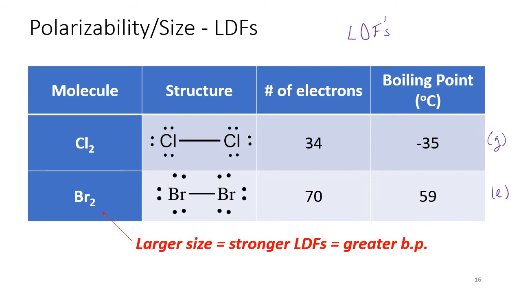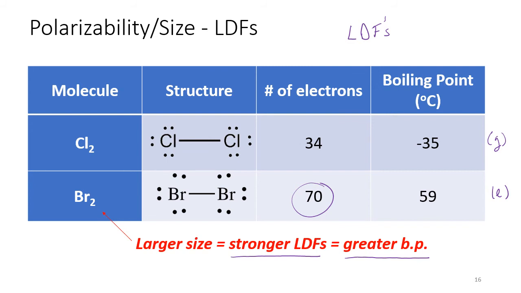Bromine has many more electrons than chlorine does. Therefore, a molecule that has more electrons is going to have a greater movement of those electrons. It'll have stronger London dispersion forces between it. If it has stronger London dispersion forces, it's going to have a higher boiling point. Just because they're both nonpolar and they both contain London dispersion forces doesn't mean that we can't distinguish between them.